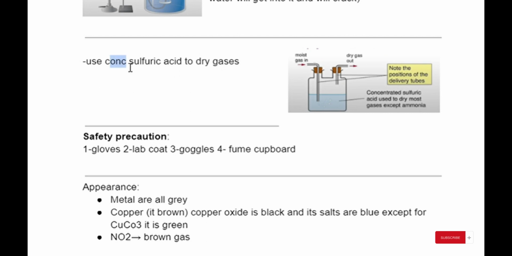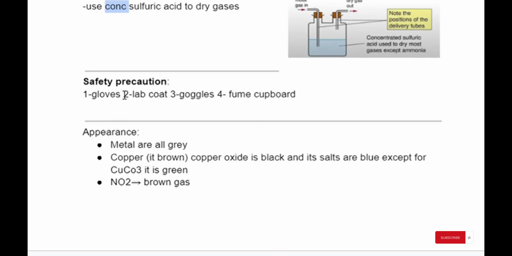So this one is an abbreviation for concentrated, sorry. You need to write it as the full form rather than the abbreviation, because sometimes they wouldn't accept it and they would reject your answer. So write it in the full form. Using concentrated sulfuric acid, we use it for drying gases.